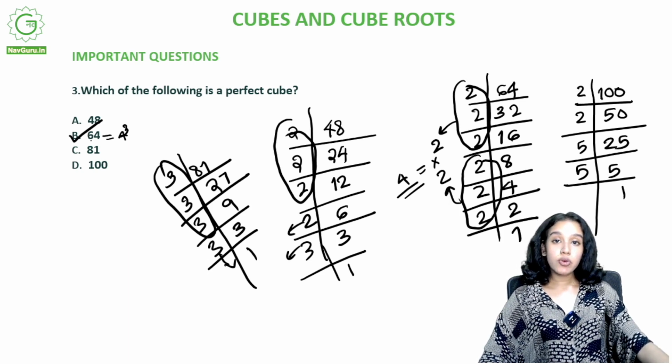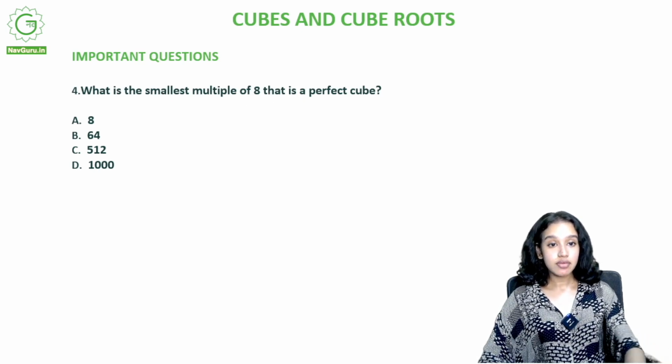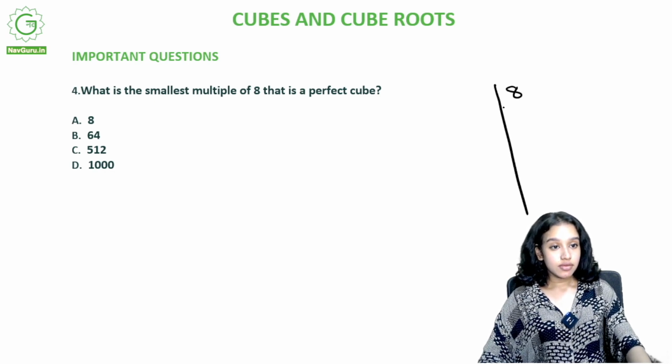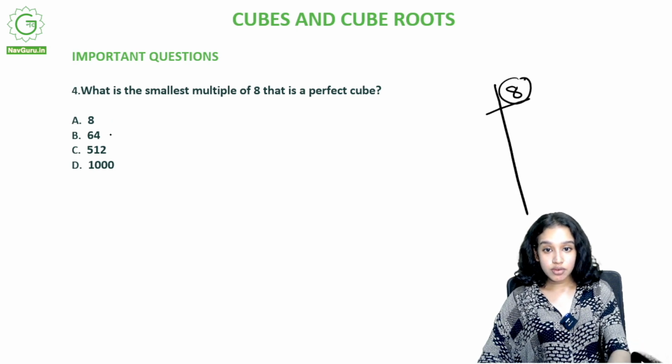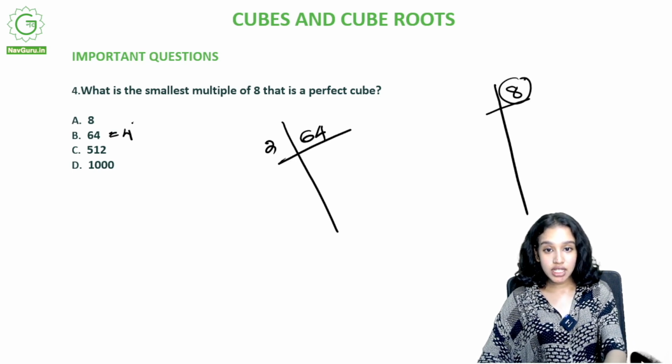Now, moving on to the next question. What is the smallest multiple of 8 that is a perfect cube? So let's see. 8, we have 8 as the balance here. So let's see 64. When we prime factorize 64, we know that we'll get 4 cubed, with nothing as remainder. This is 2 cubed.